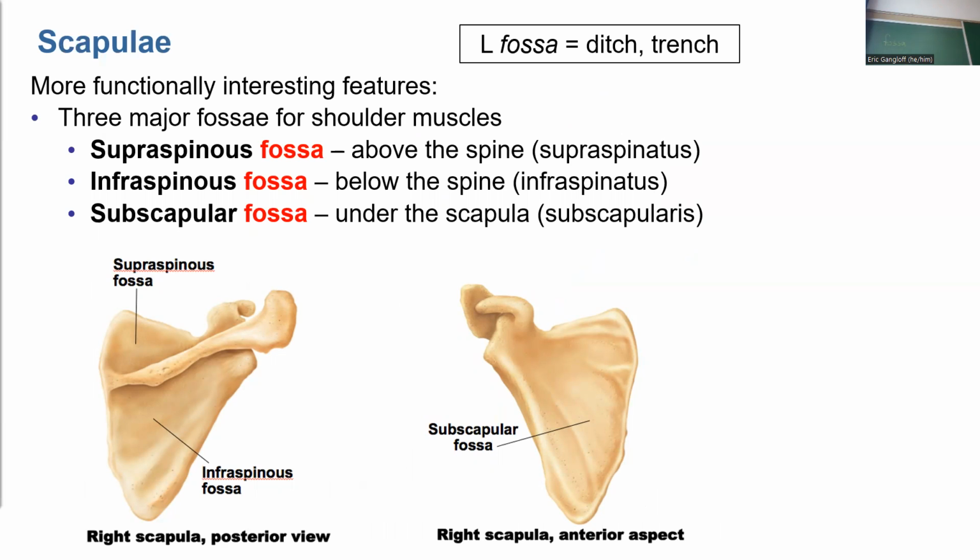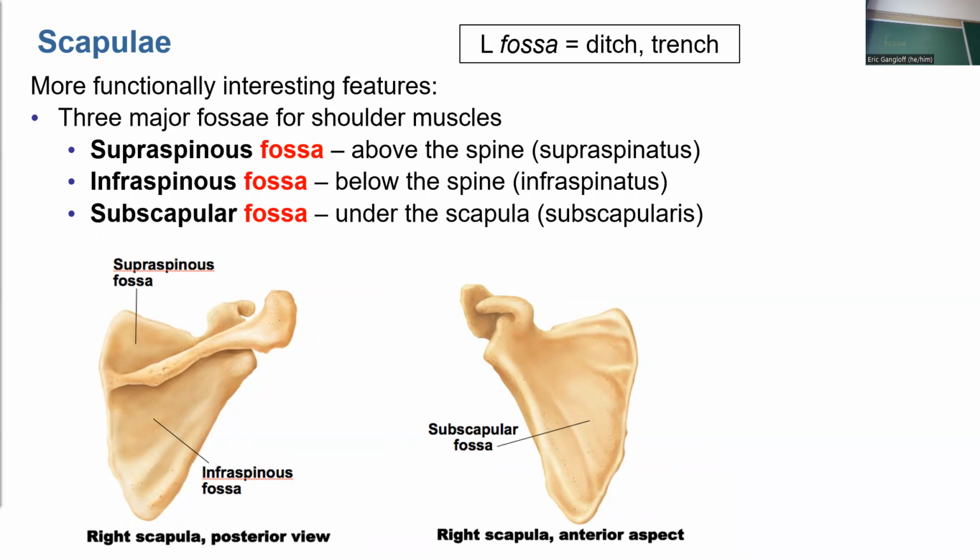We have the supraspinous fossa, which is this flat area here, and we have the infraspinous fossa, which is the flat area here. An easy way to remember these names is, of course, this is the spine of the scapula. Supra means above, so this is the flat area above the spine, supraspinous fossa. Infra means below, so this is the flat area or fossa that's below the spine.